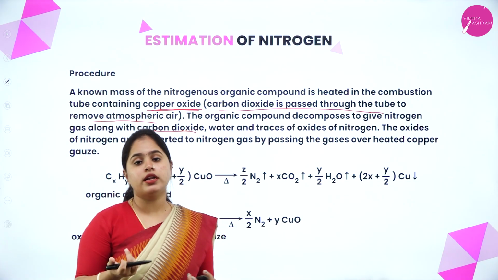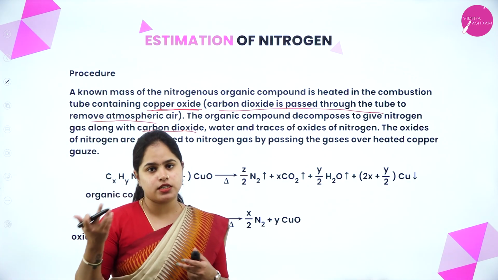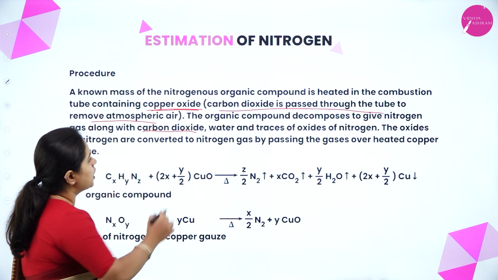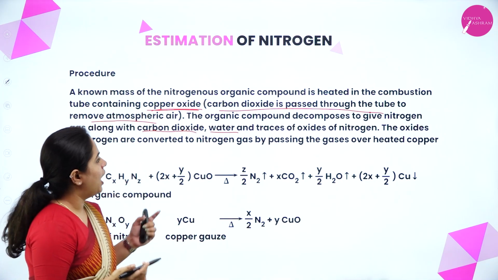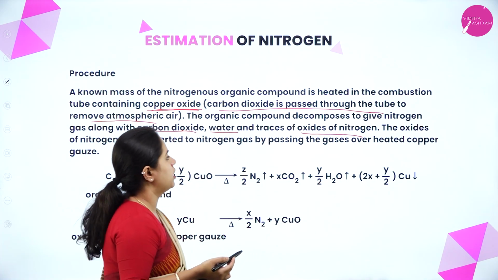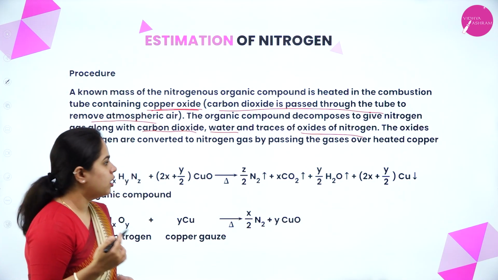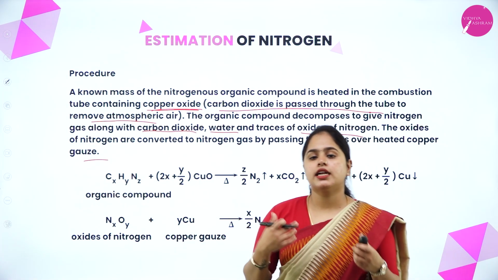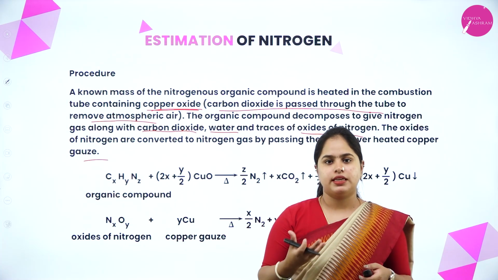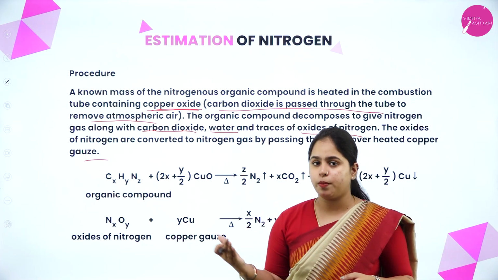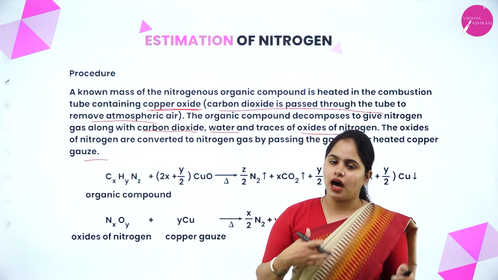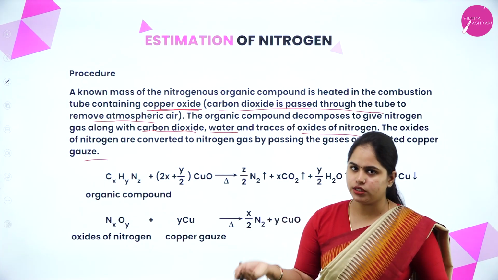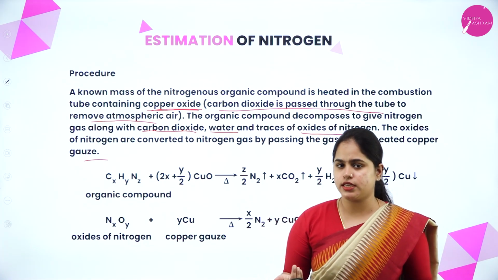Yes, copper oxide, what happens is carbon gets converted into carbon dioxide and nitrogen gets converted into nitrogen gas, right? And hydrogen gets converted into water and traces of oxides of nitrogen will also be found. The oxides of nitrogen are converted to nitrogen by passing the gases over heated copper gauze. Okay, so overall what happens is when we are reacting the organic compound with copper oxide, and carbon dioxide is also passed through the tube, carbon gets converted into carbon dioxide, hydrogen gets converted into water and nitrogen gets converted into nitrogen gas and some nitrogen oxides will also be produced.